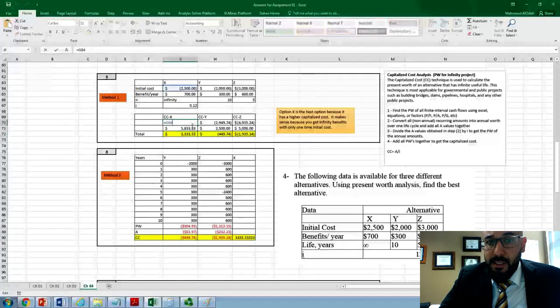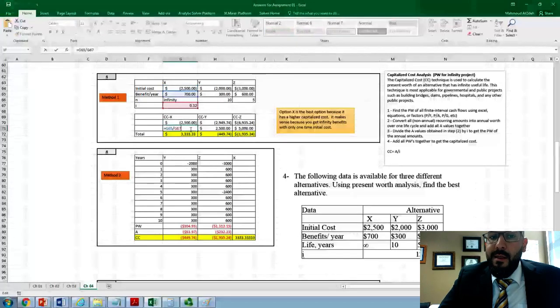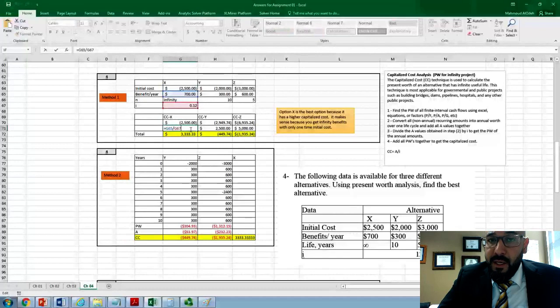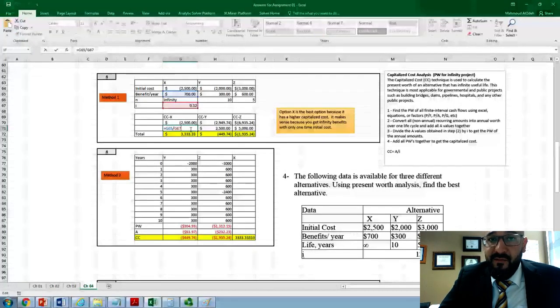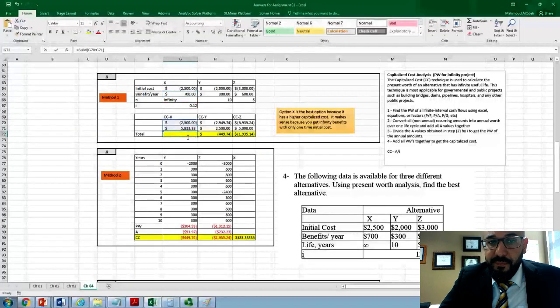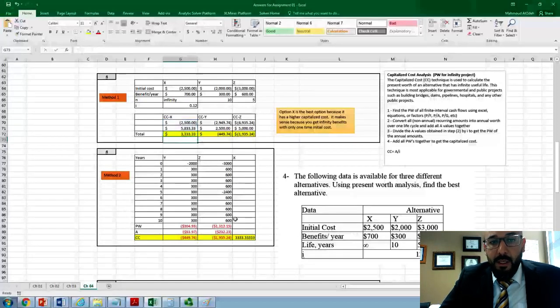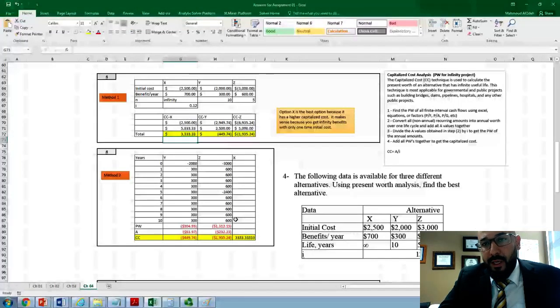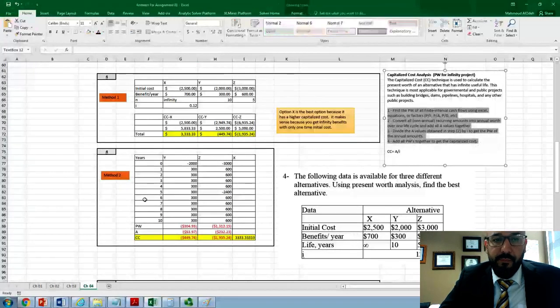The initial cost is already in the present format. The yearly benefit, we should convert it into capitalized cost by dividing A, which is the 700, by I. So that would give us $3,333. So there's no other way for calculating the capitalized cost. That's the only way. And this is basically you following these 4 steps in here.